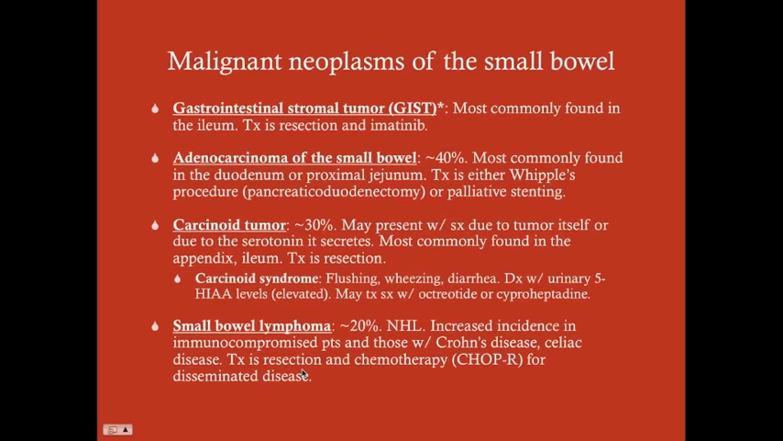The treatment here is going to be resection, and then if there is disseminated disease, you're going to treat them with chemotherapy. And for non-Hodgkin's lymphoma, we tend to use the CHOP chemotherapy. CHOP stands for cyclophosphamide, hydroxydaunorubicin, which is adriamycin, Oncovin, which is vincristine, and prednisone. So CHOP. And then the R, you can add rituximab or not add rituximab. It's really at the discretion of the oncologist.